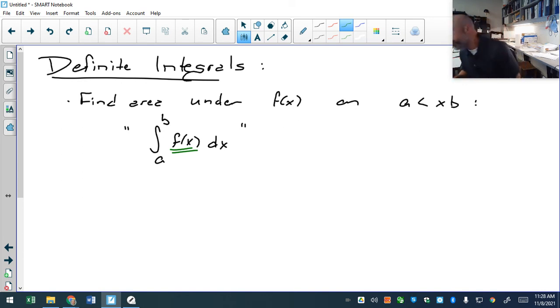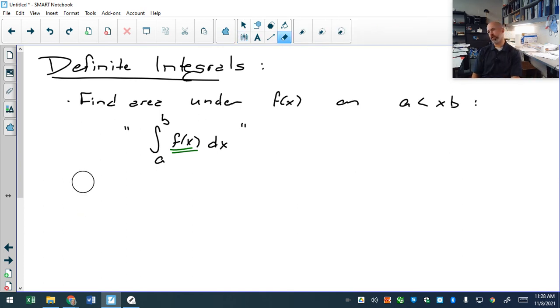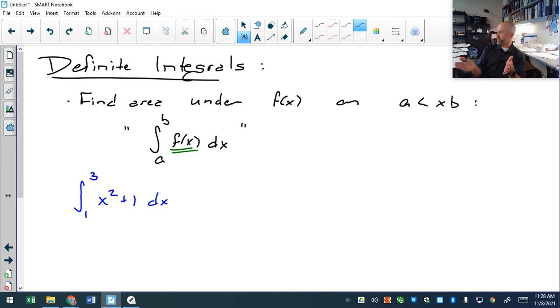And you do that through an antiderivative. So that last example we just did, I think I just gave you a function and then wrote the interval afterwards. It was x squared plus 1. And then we were finding the interval, was it 1 to 3? The one we just did? So that notation means find the area under x squared plus 1 from 1 to 3.